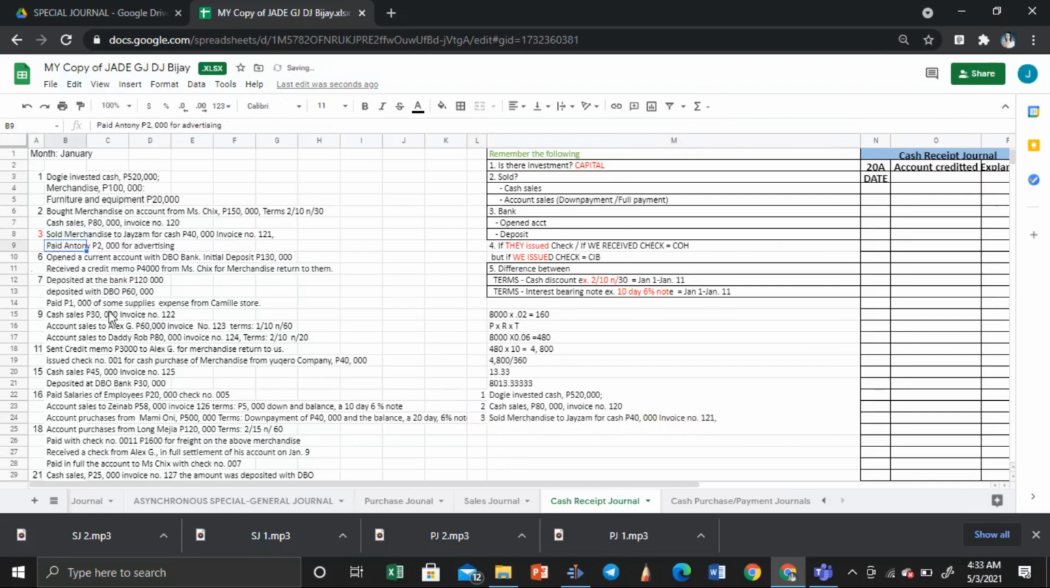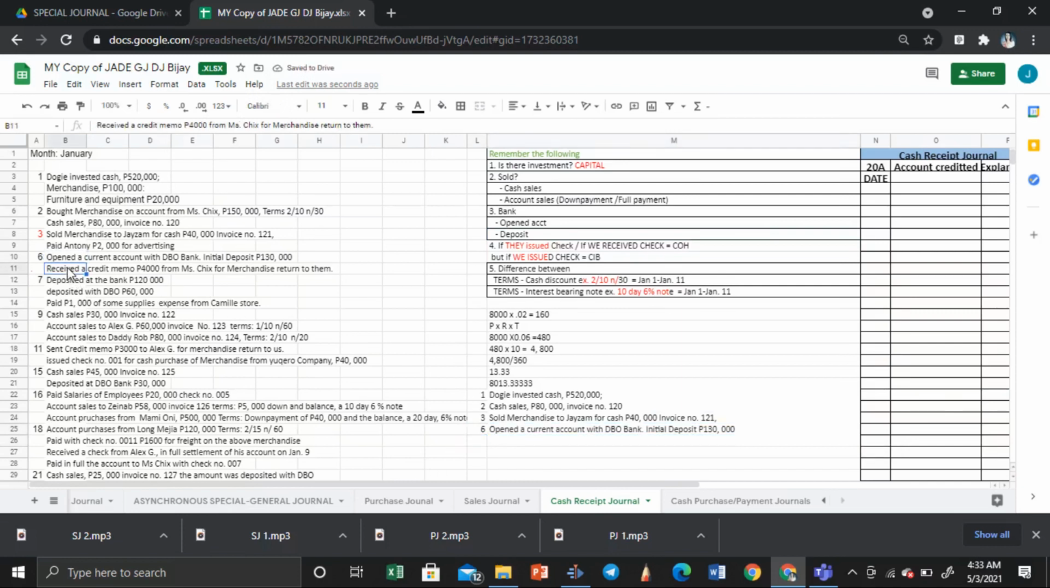Ayan, and then 3. How about this one? Paid Anthony 2,000 for advertising. All the expenses are not included under cash receipt journal. Always remember that. So, hindi natin isasama yan. How about open the current account with DBO Bank. Initial deposit is 130,000. Sabi ko nga sa inyo, pag may tungkol sa bangko at we opened an account or we deposited, okay, i-include natin yan. So, January 6 will be copy and will be paste here.